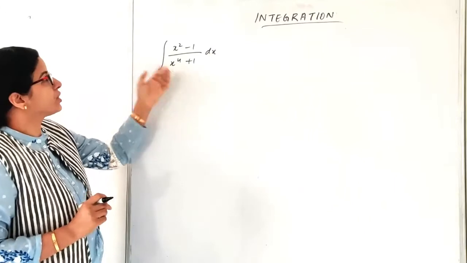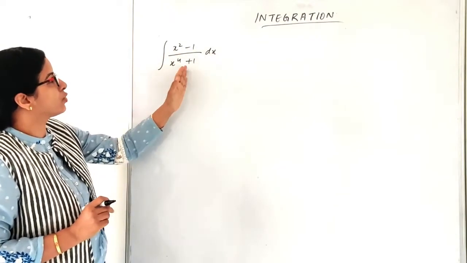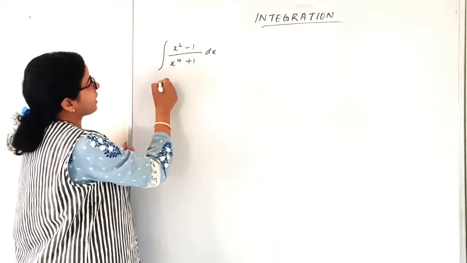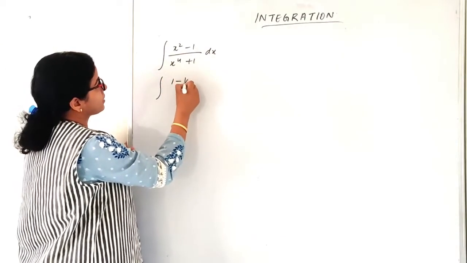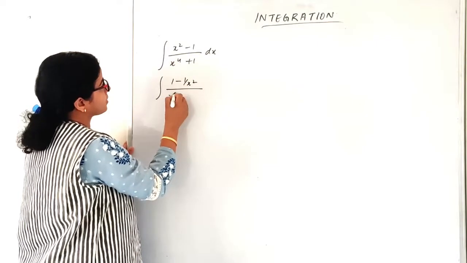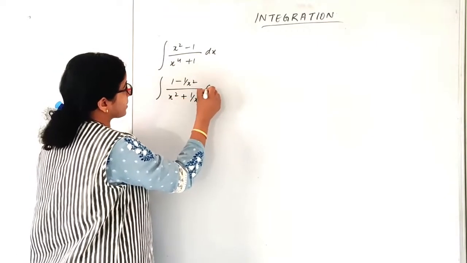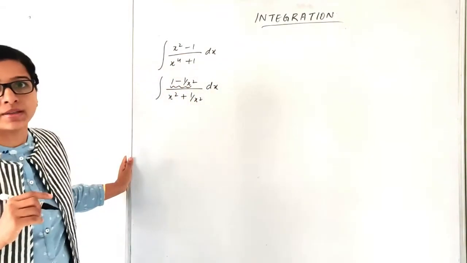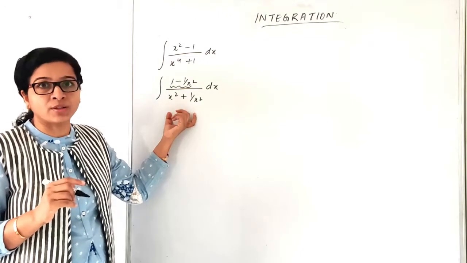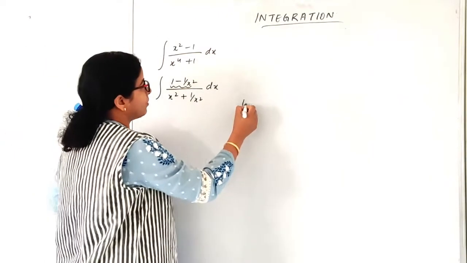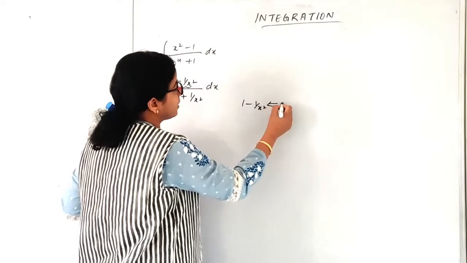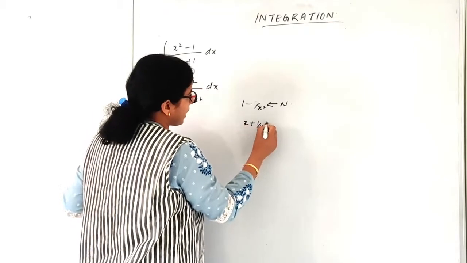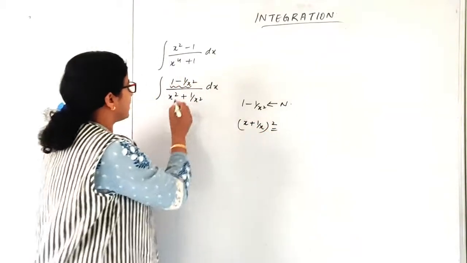Now let us take this question. Integration of (x square minus 1) upon (x^4 plus 1) dx. First of all, we will divide by x square. So, (1 minus 1 by x square) upon (x square plus 1 by x square) dx. Now, as I told you, if we have a minus in the numerator, the denominator will be made a plus whole square. So if I have 1 minus 1 by x square in the numerator, in the denominator I will try to make (x plus 1 by x) whole square. Is it clear?